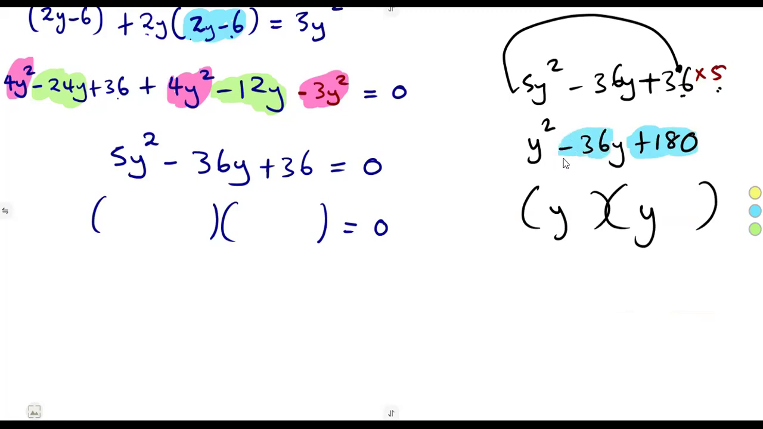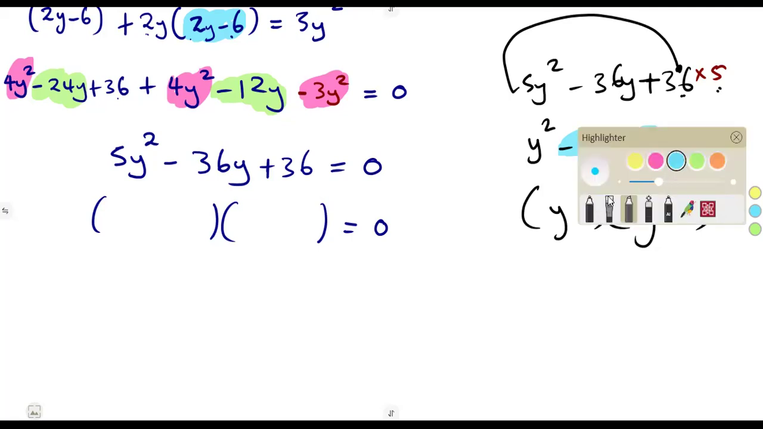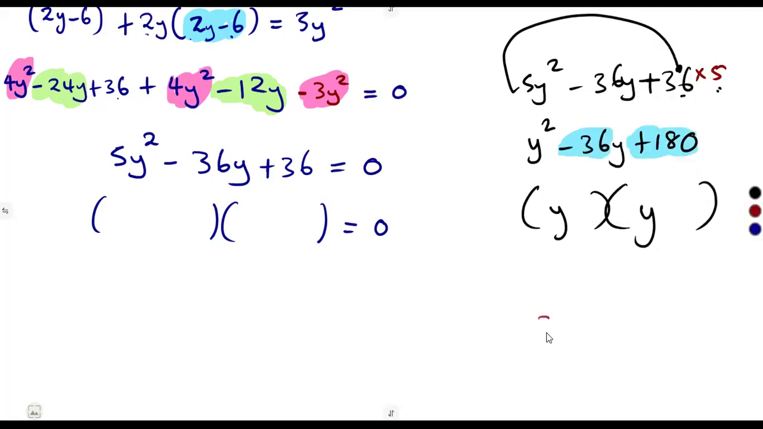So this one, guys, we're going to have a trial and error. But there's something about 30 and 36. 30 and 6. 30 times 6, that's positive 180. If we add, that's positive 36. So to have a negative 36, this must be negative, negative. So that's it, guys. Negative 30, negative 6. Then we bring back the 5 that we stole previously.